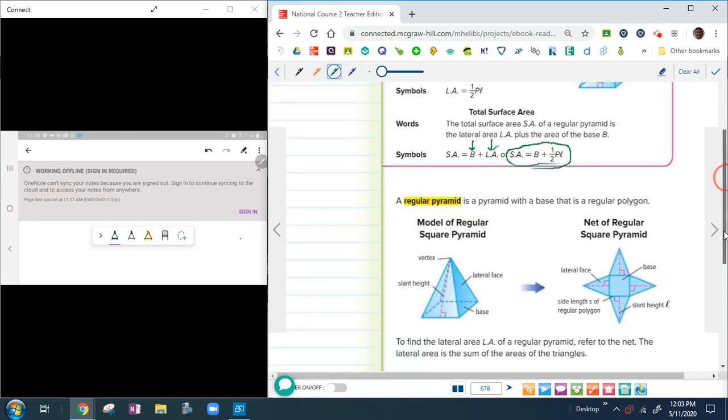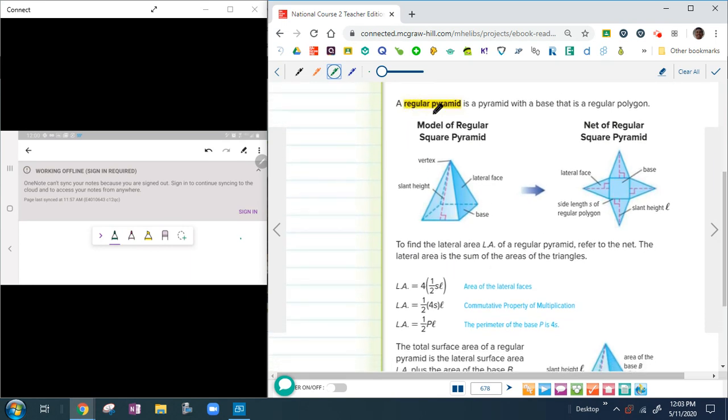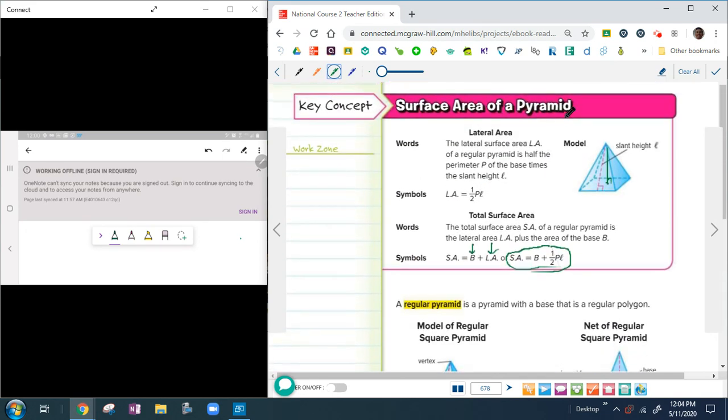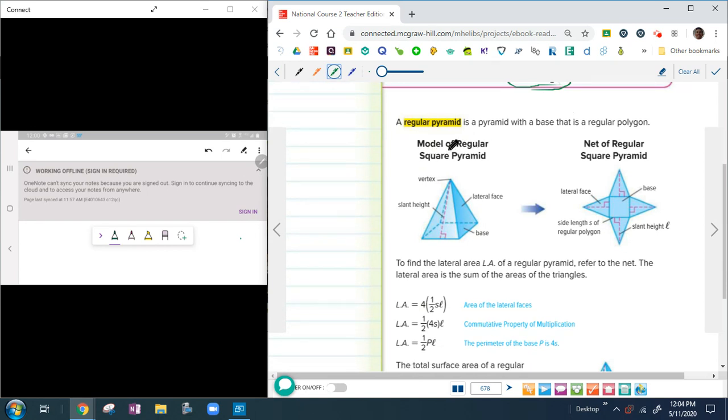Let's do some practice. The good thing to remember is that these are regular pyramids. That means the bases are regular polygons, basically perfect polygons. All the side lengths are the same and all the angles are the same. This formula only works for those types of pyramids, the ones with a regular base.